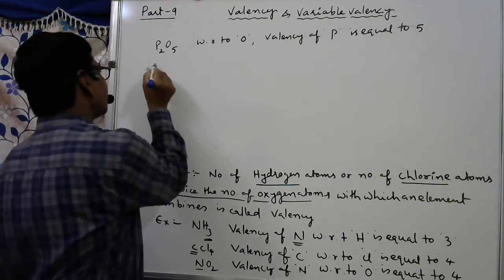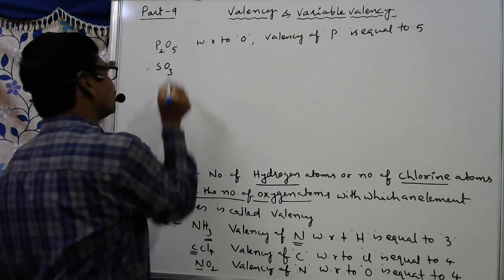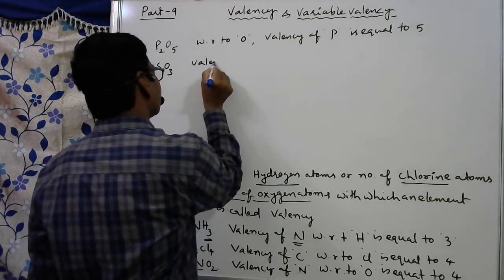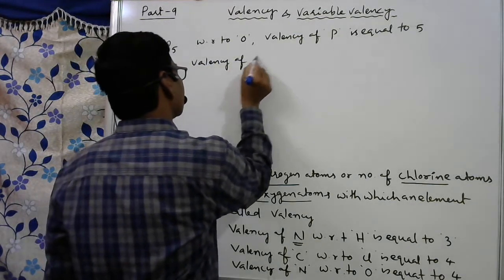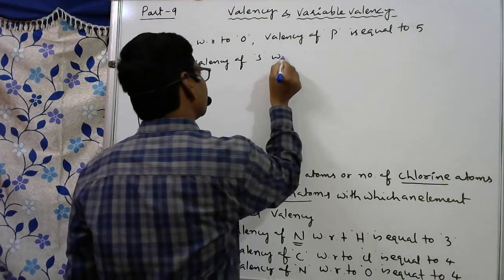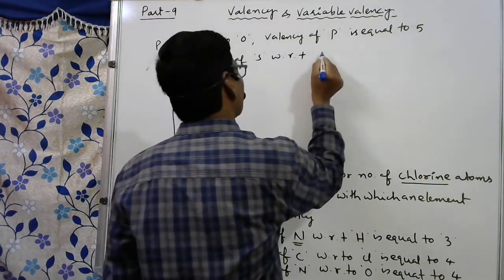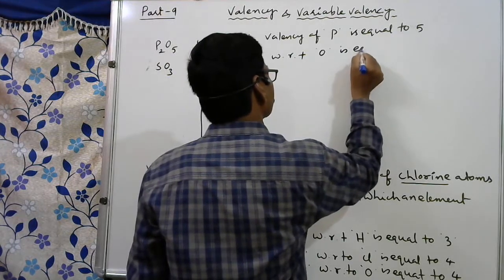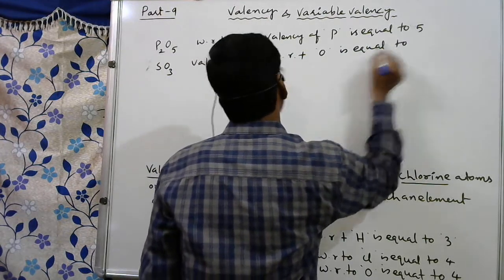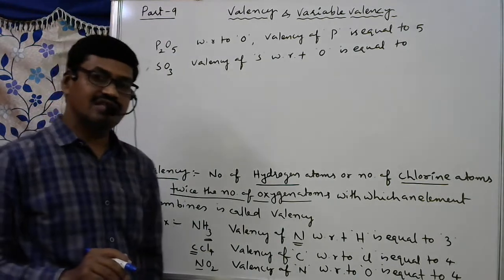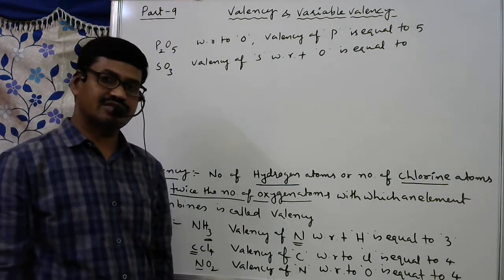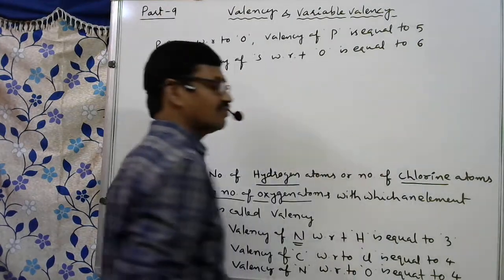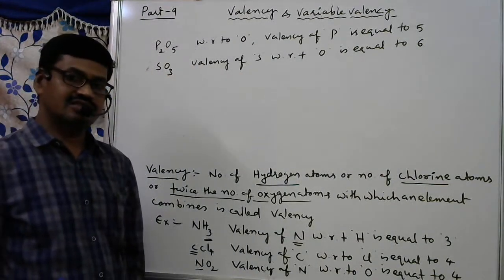One more example I am taking, SO3, sulfur trioxide. So here the valency of sulfur with respect to oxygen is how much? 3 oxygens are there. But valency is nothing but twice the number of oxygen atoms. Twice the number of oxygen atoms is nothing but 6 here. The valency of sulfur here is 6.